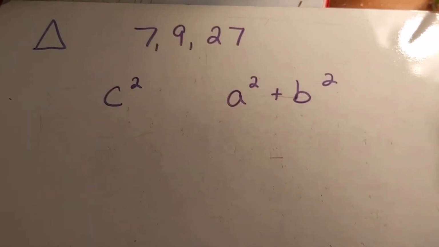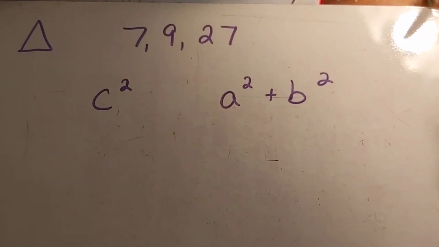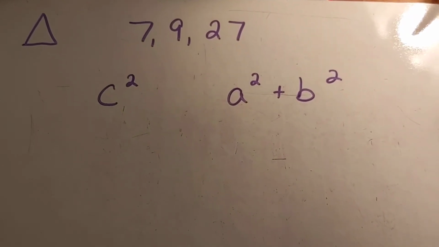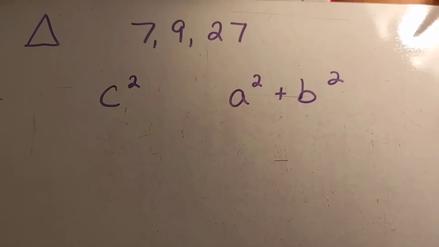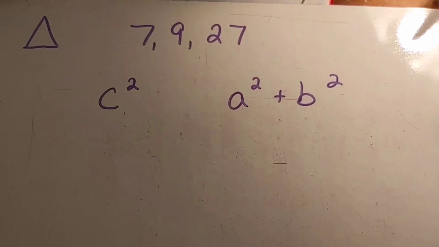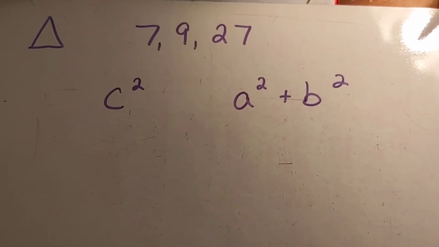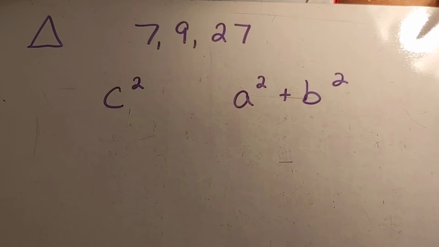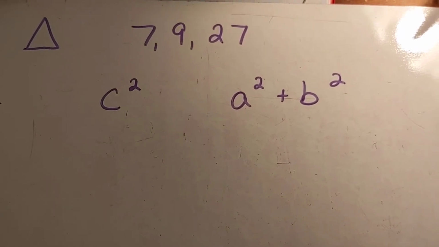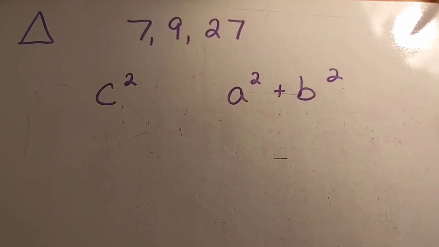All right, this was the most frequently missed problem. I have a triangle with side lengths 7, 9, and 27. Is the triangle right, acute, or obtuse? Now the choices were right, acute, obtuse, or no triangle is formed because the sum of two sides is not always greater than the third side.